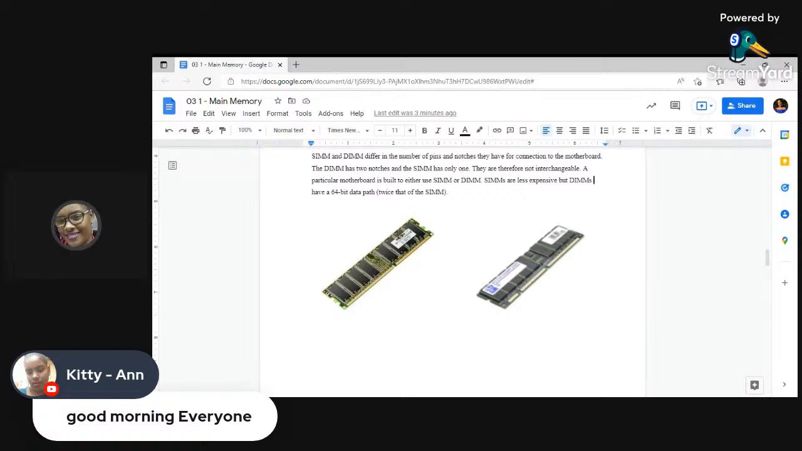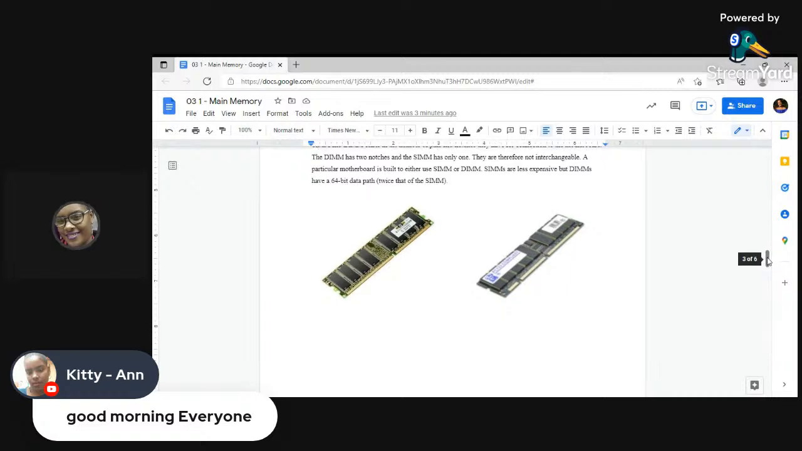They are therefore not interchangeable, right? So that means that if you have a motherboard that only accepts DIMM, you won't be able to fit the SIMM and vice versa, right? A particular motherboard is built either to use SIMM or DIMM, and SIMM is less expensive. But DIMMs have a 64-bit path, which means they have more storage capacity, more space than your SIMM.